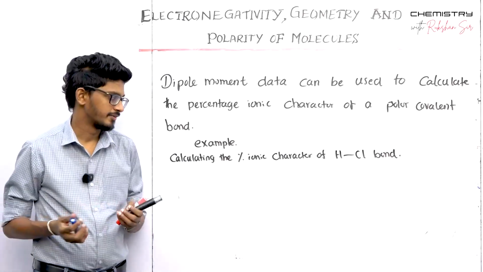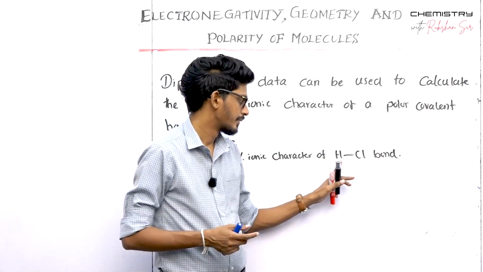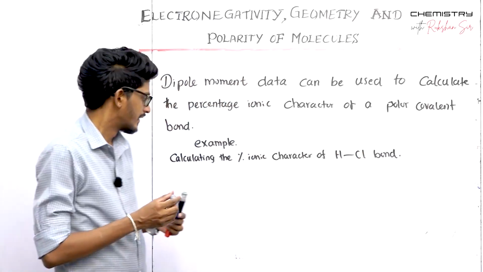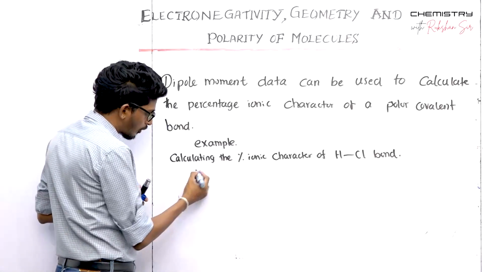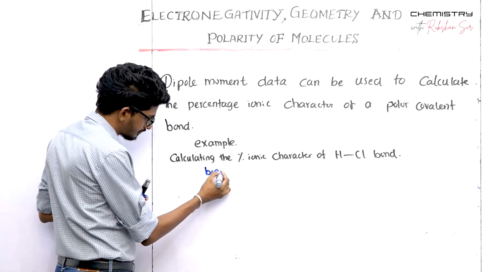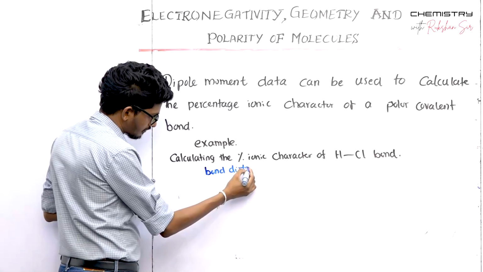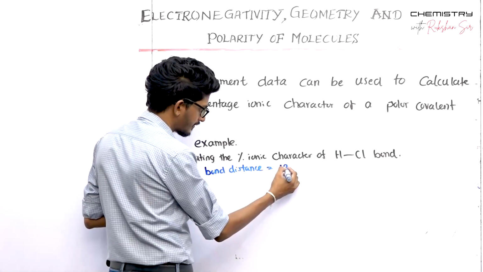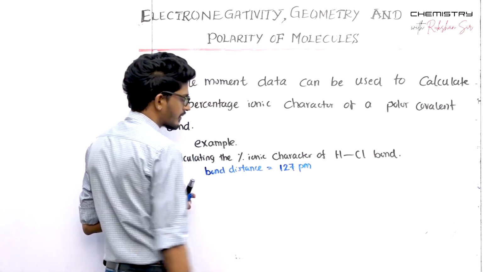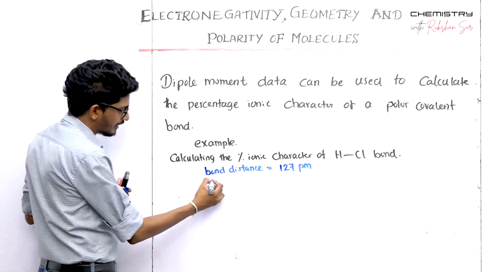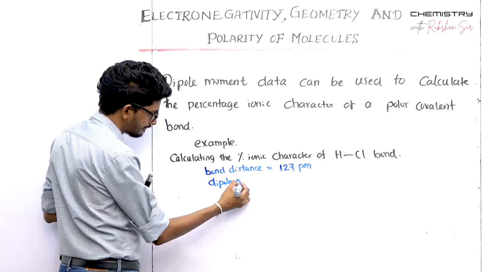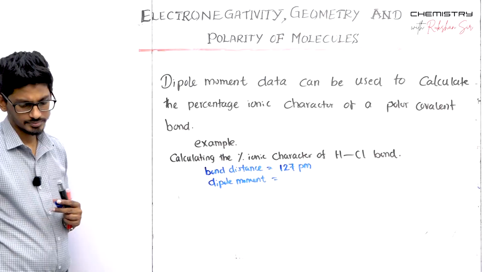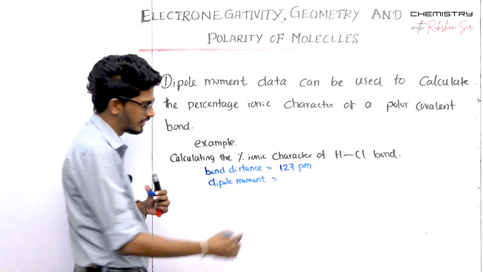First of all, we should know the practical data for the bond distance and dipole moment to do this calculation. Let's say they are given the bond distance as 127 picometers and the practically calculated dipole moment as 3.45 into 10 to the power minus 30.